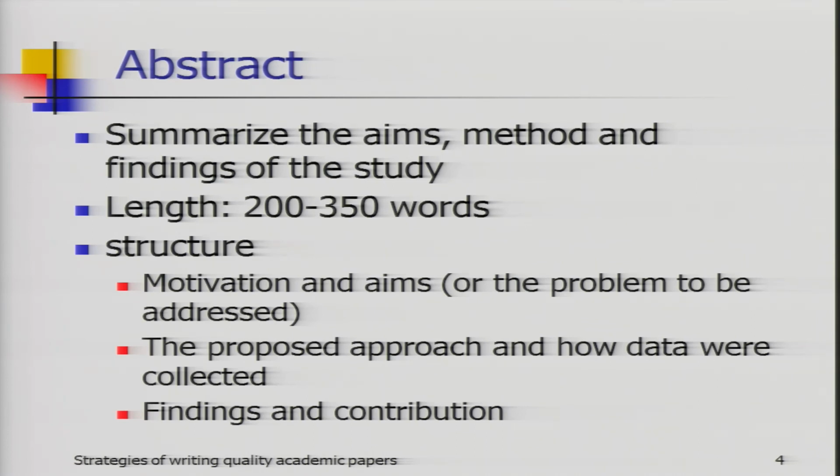What are you trying to cope with? What problem do you try to cope with? Okay, you can only use one or two sentences to address this issue. And you can use one sentence to address your approach, and another sentence to address how you evaluate your approach. Okay, and then you can have one or two sentences to address your finding and contribution. Okay, that's an abstract. So each sentence should be very powerful.